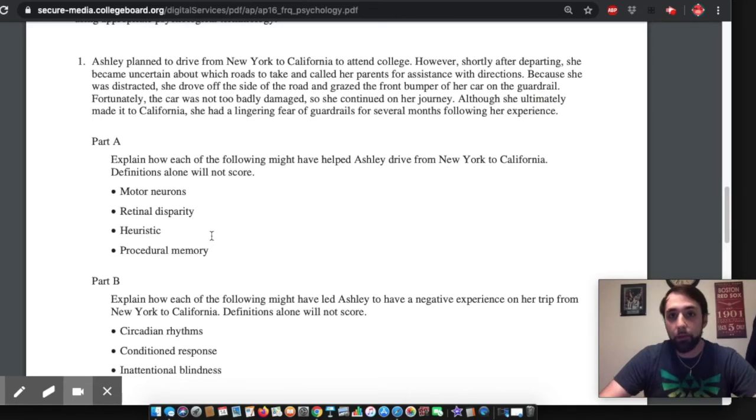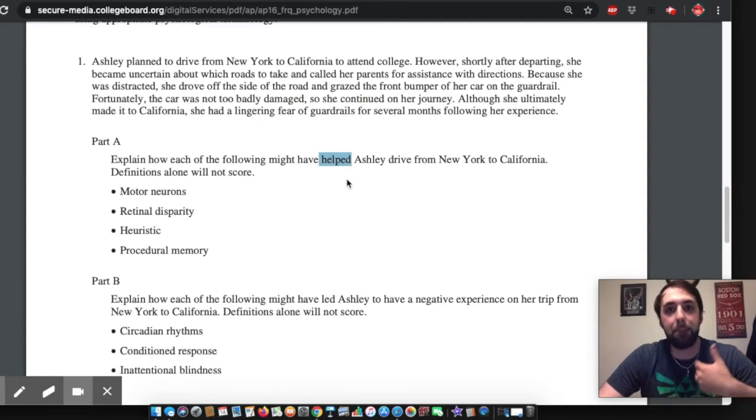And your examples can be really small ones, like motor neurons enable movement. They can help Ashley turn the wheel to successfully change lanes without getting into a car accident, thus allowing her to reach California safely. That's a super simple FRQ bullet. It doesn't even follow the 3-sentence structure that we've been taught, but it actually would still score even in that one somewhat longer sentence. So make sure you are clearly indicating help or hurt.